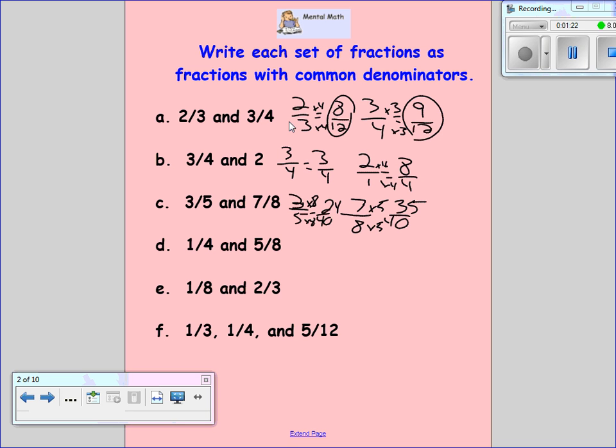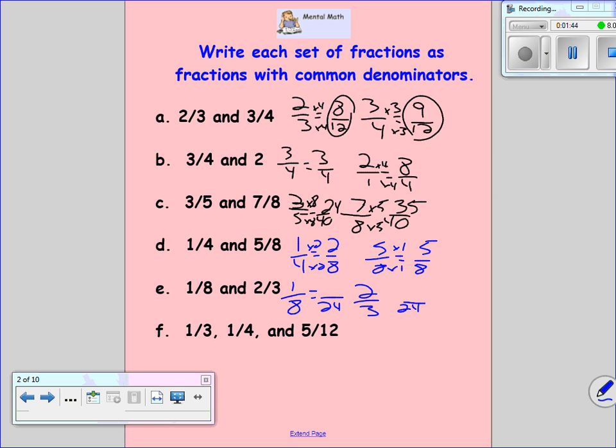Change colors here. Let's keep going. We have 1/4 and 5/8. 4 and 8, they both go into 8. Times 2 gives me 2/8. Pretty easy. It's 5/8 because we're going times 1. Look at another one here. We have 1/8 and 2/3. They both go into 24. 1 times 3 gives me 3/24. Times 8 gives me 16.